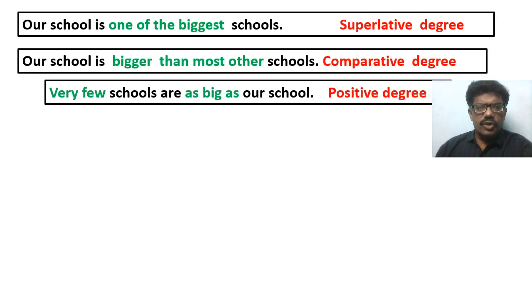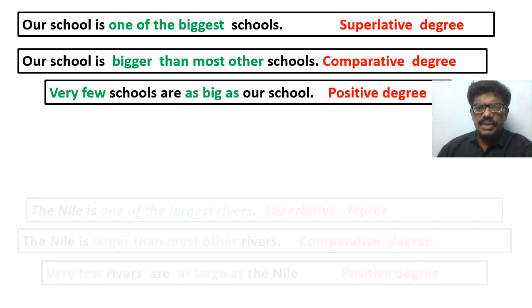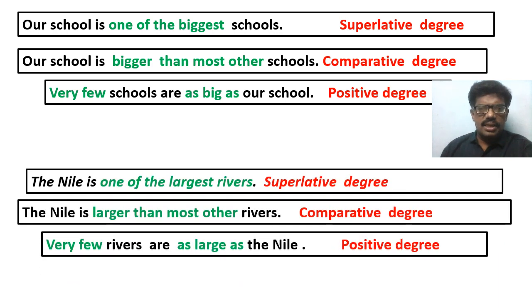Here, one more answer. Our school is one of the biggest schools, superlative degree. Our school is bigger than most other schools, comparative degree. Very few schools are as big as our school, positive degree. Here is the last example. The Nile is one of the largest rivers, superlative degree. The Nile is larger than many other or most other rivers, comparative degree. Very few rivers are as large as the Nile, positive degree.